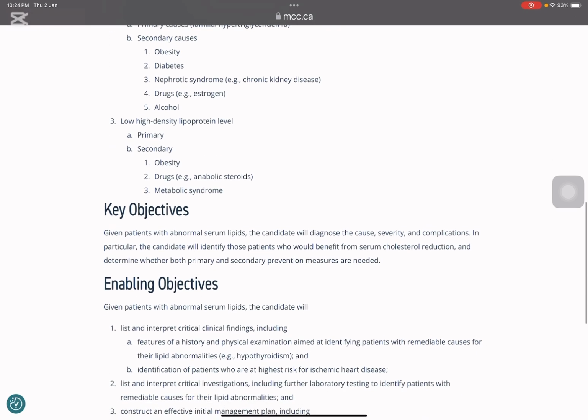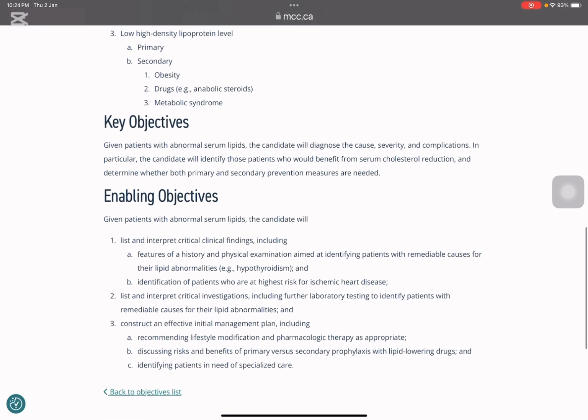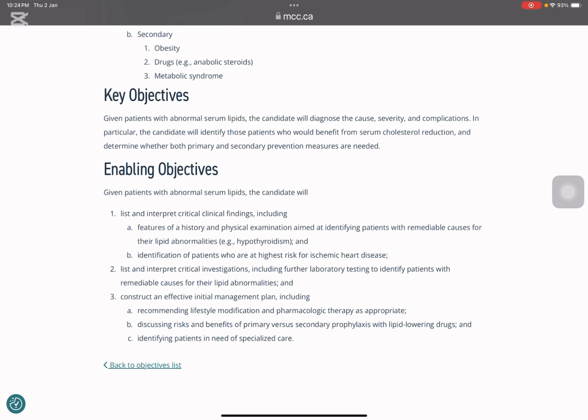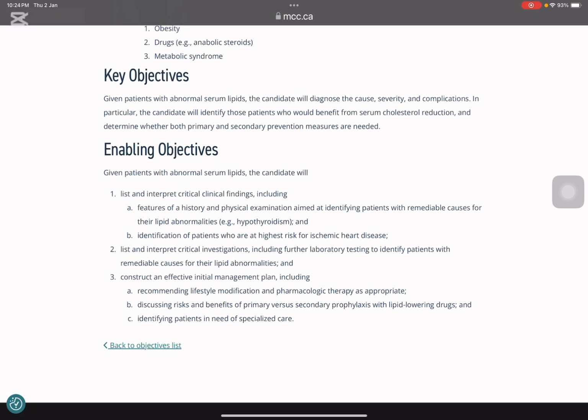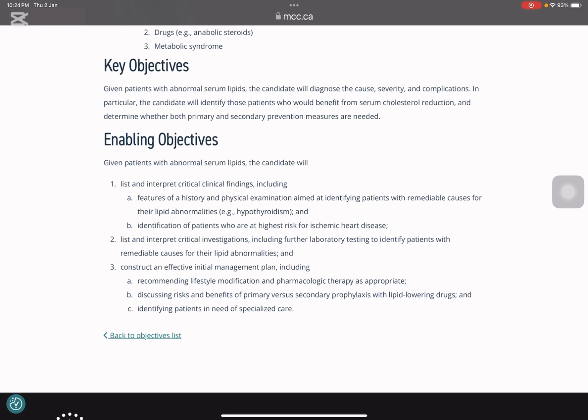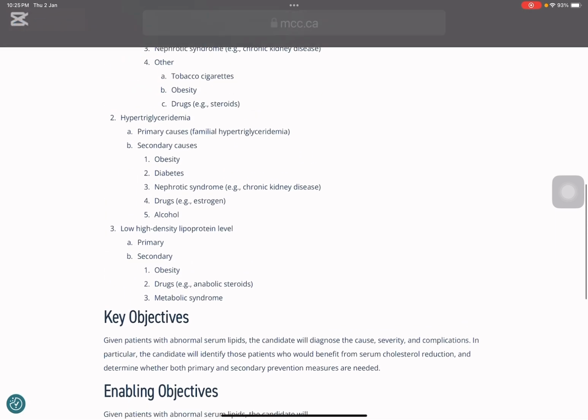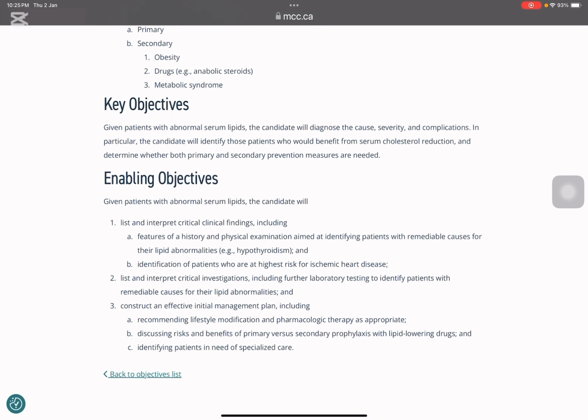Given a patient with abnormal serum lipids, the candidate will diagnose the cause, severity, and complications, and particularly identify those patients who would benefit from serum cholesterol reduction and determine whether primary or secondary prevention measures are needed. This includes features of history and physical examination aimed at identifying patients with treatable causes of lipid abnormalities, such as hypothyroidism, and identifying patients who are at risk for ischemic heart disease. It also covers investigations of the causes of lipid abnormalities and the management plan: recommending lifestyle modification, pharmacological therapy as appropriate, discussing risk and benefit of primary versus secondary prophylaxis for lipid-lowering drugs, and identifying patients who need specialized care. So this is the objective. Most importantly, you need to know the classifications and the patient's risk factors, and you would also need to know the management plan.